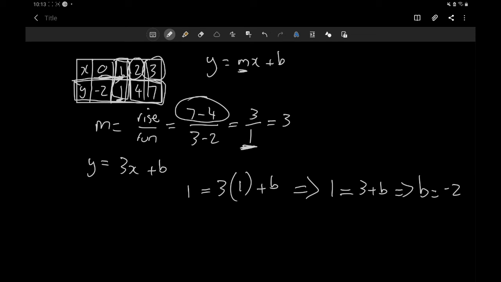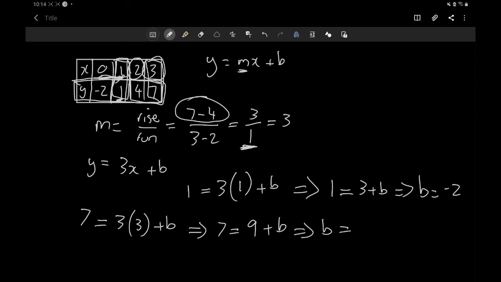But let's confirm by using another set. So let's use 3 and 7. So if x is 3, y is 7. So let's put that in. 7 is equal to 3 times x, and x is 3, plus b. So 7 is equal to 9 plus b, and b is equal to 7 minus 9, which is minus 2. So your b's are the same. So once again, you can be confident that you've done the correct calculation.